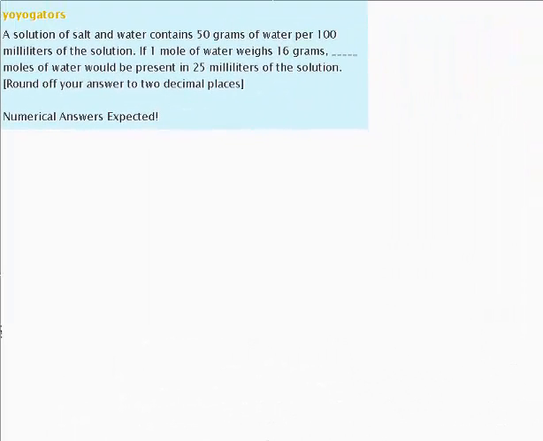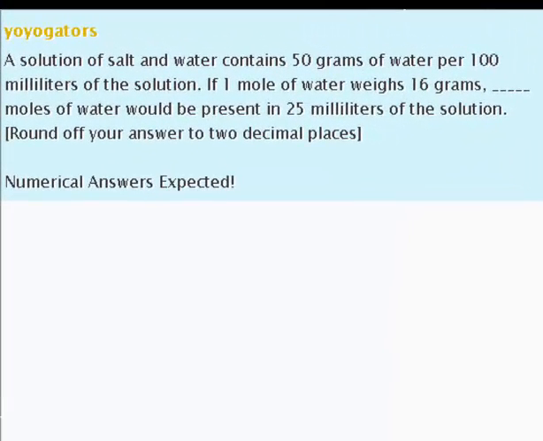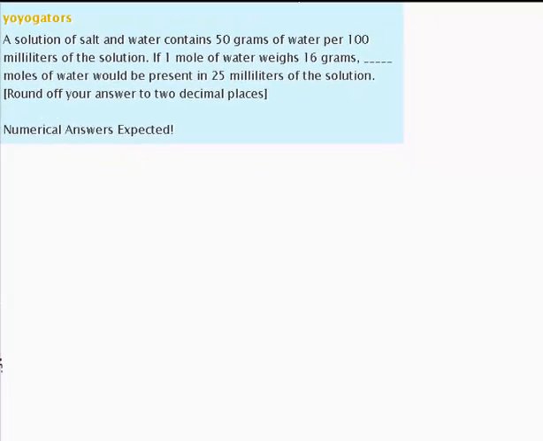Today I'll be solving a stoichiometry question that was posed by Yo-Yo Gators, and the question reads: a solution of salt and water contains 50 grams of water per 100 milliliters of the solution. If 1 mole of water weighs 16 grams, blank moles of water should be present in 25 milliliters of the solution. Round off your answer to 2 decimal places.